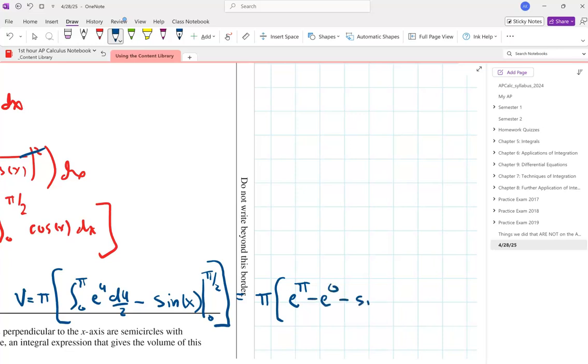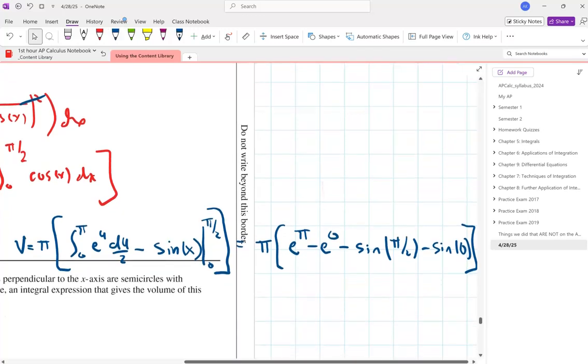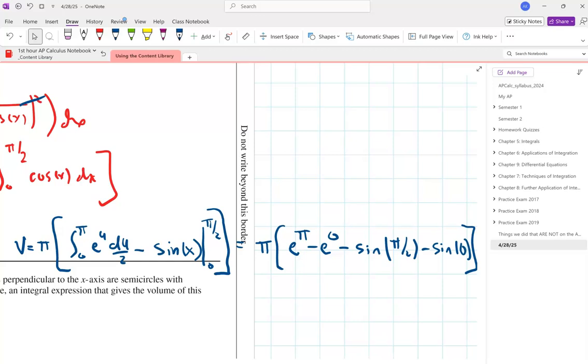And now I can just finish my plugging in now that I've done my antiderivatives. And I suspect that if you get this far, you're done. Oops, that's a plus though.